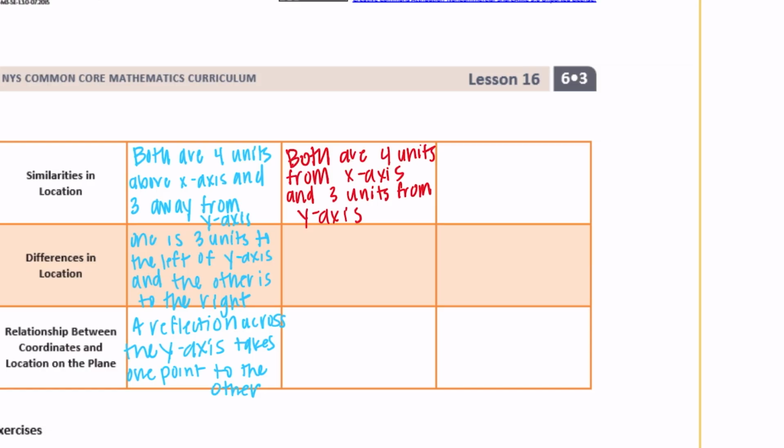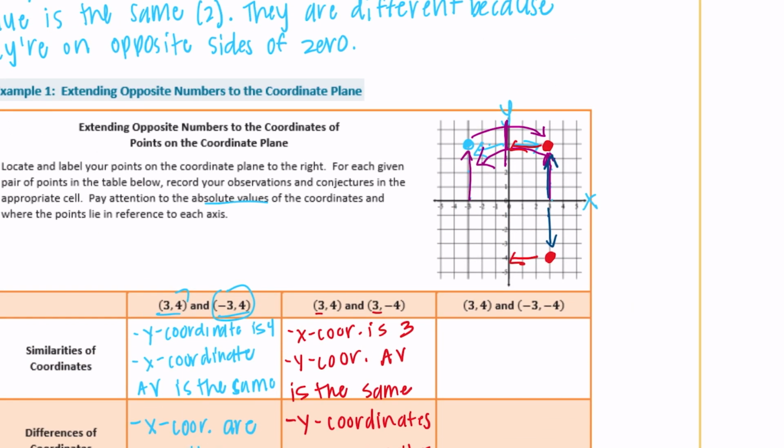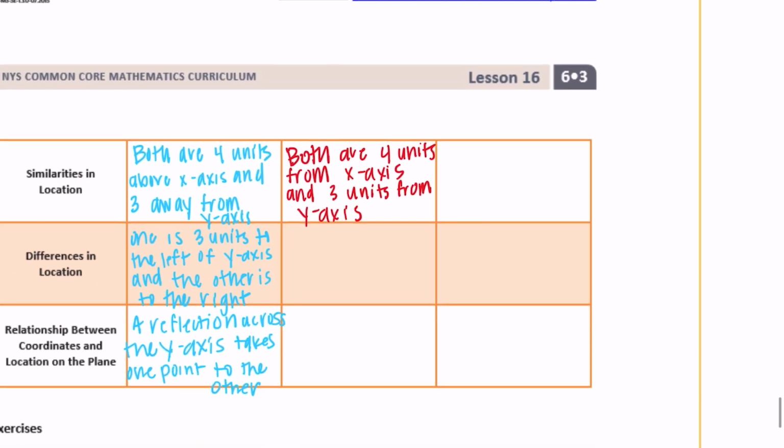Okay, differences in location. So they're both, the similarity is that they're both 3 units to, I guess that makes sense if I drew it this way, to the right of the y-axis, but one is 4 units below the x-axis and one is 4 above. So that would be our difference. So let's say one is 4 units above the x-axis and the other is below.